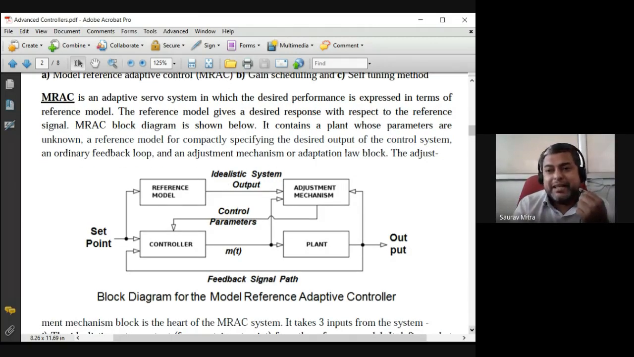It's a servo mechanism. What is meant by servo mechanism? We give some kind of error input and the servo rotates and comes back, the error is minimized, and the system comes back to the proper value for which it is designed. So it's a servo mechanism in which the desired performance is expressed in terms of a reference model. You can see that in the block diagram there is a reference model.